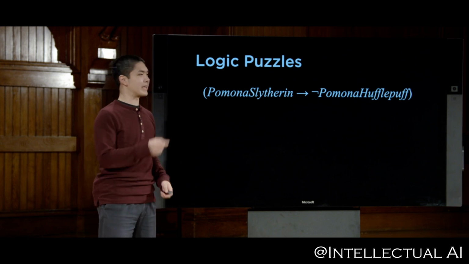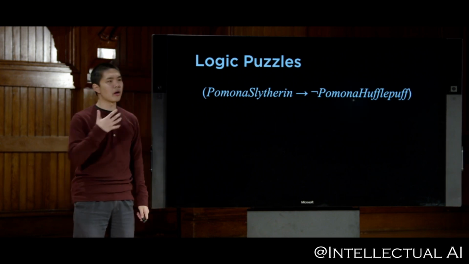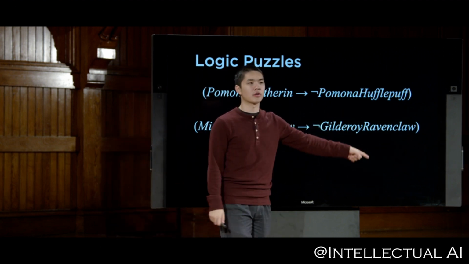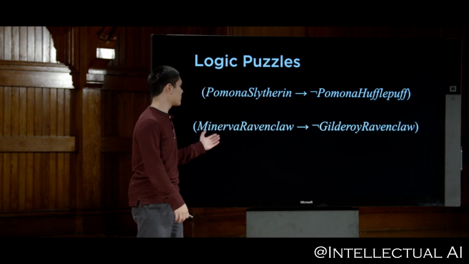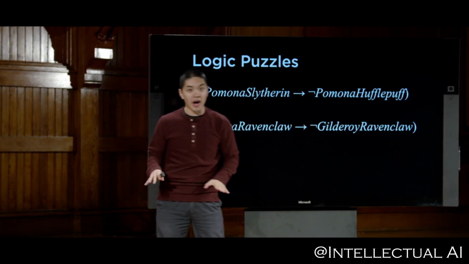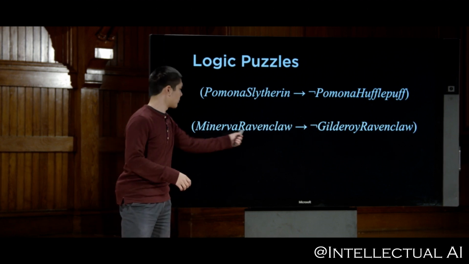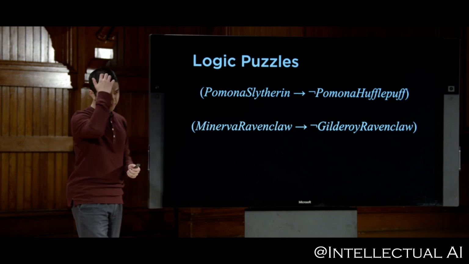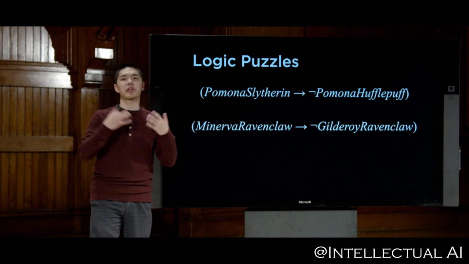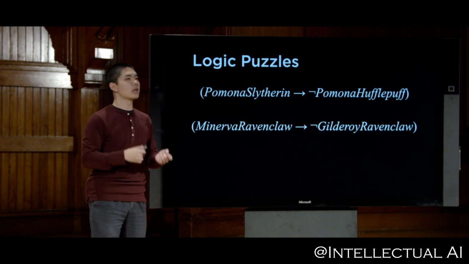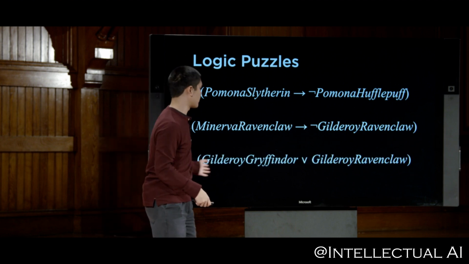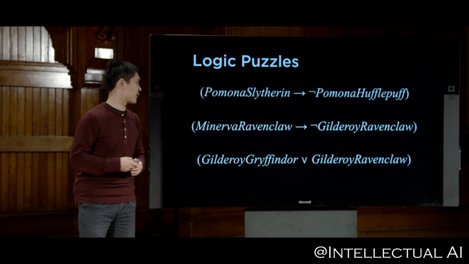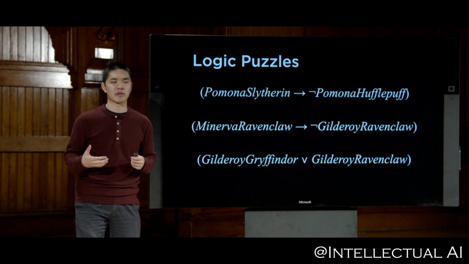We were also given the information that each person is in a different house. So I also have pieces of knowledge that look something like this. Minerva Ravenclaw implies not Gilderoy Ravenclaw. If they're all in different houses, then if Minerva is in Ravenclaw, then we know that Gilderoy is not in Ravenclaw as well. And I have a whole bunch of similar sentences like this that are expressing that idea for other people and other houses as well. And in addition to sentences of this form, I also have the knowledge that was given to me. Information like Gilderoy was in Gryffindor or in Ravenclaw would be represented like this: Gilderoy Gryffindor or Gilderoy Ravenclaw. And then using these sorts of sentences, I can begin to draw some conclusions about the world.